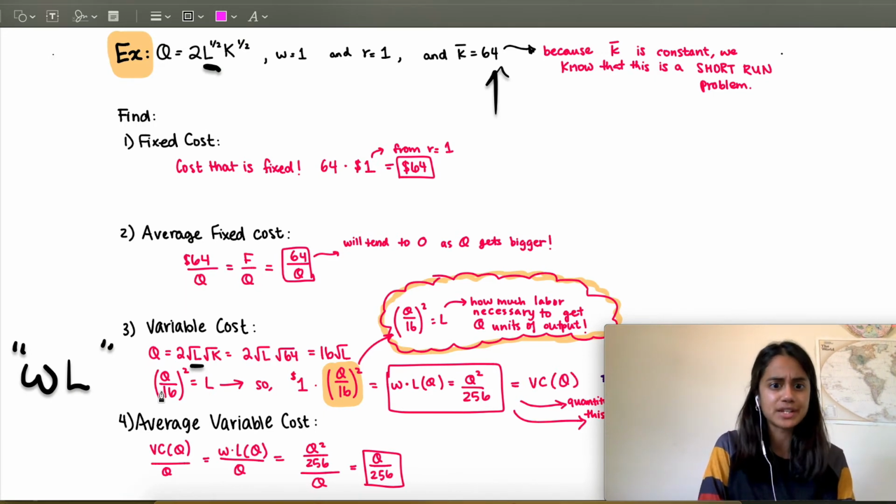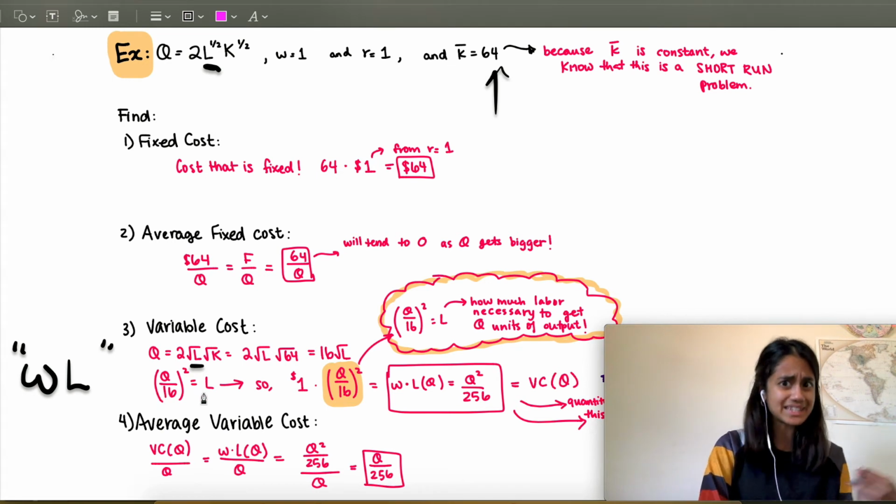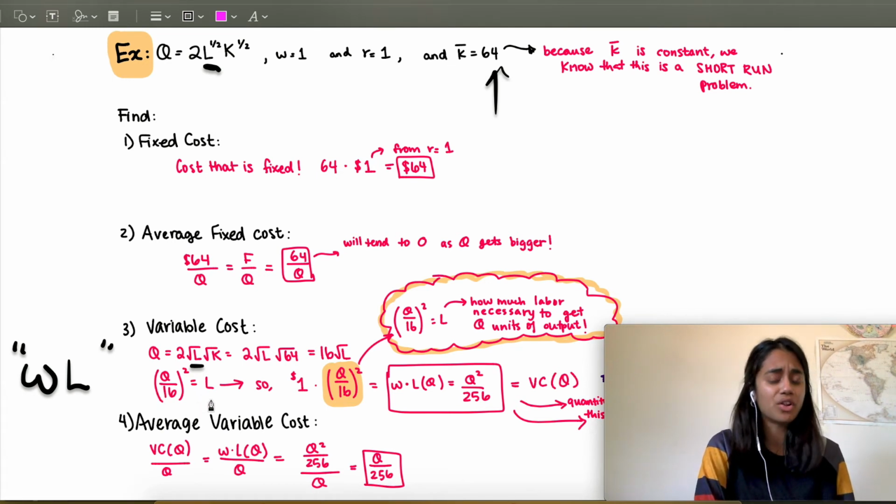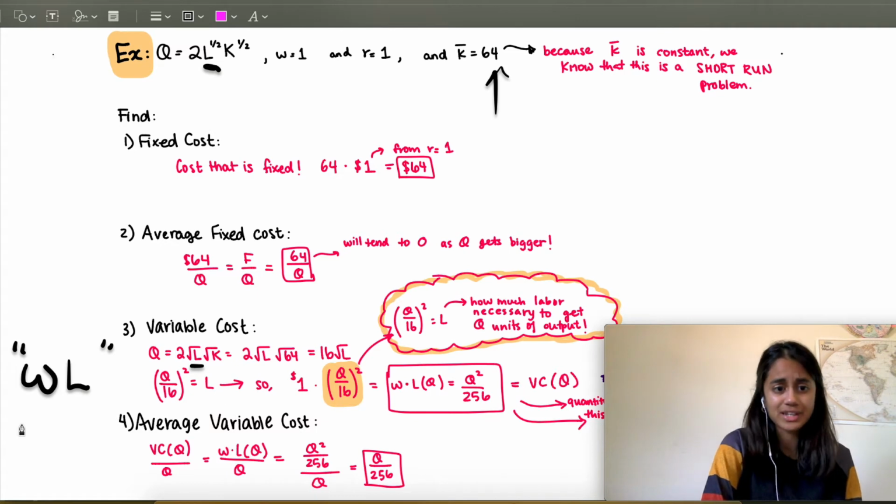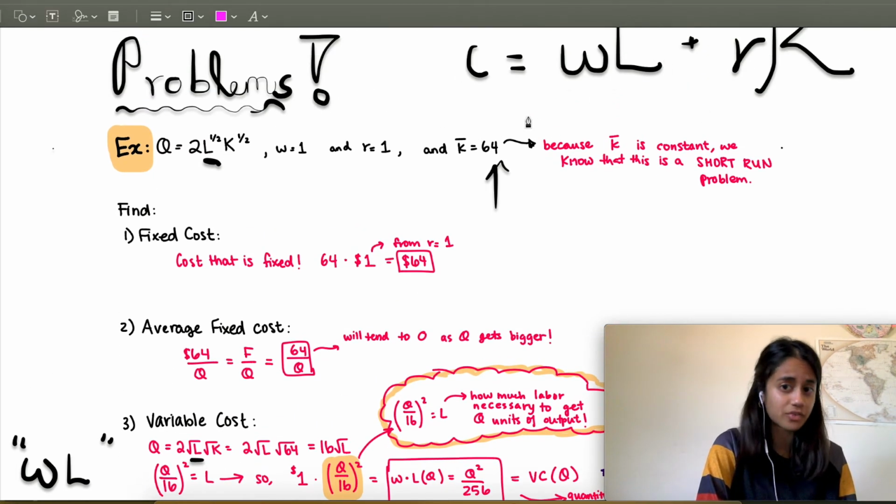That really helps us, right? Because that is our L. Now all you have to do is just multiply it by our wage, right? Because W times L, remember, don't forget this formula.